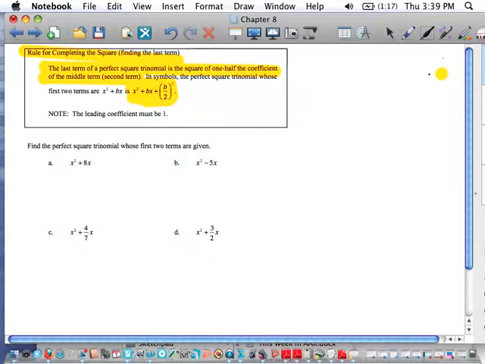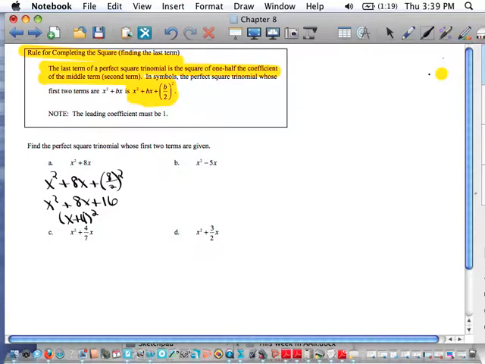In the following example, that means I have x squared plus 8x plus 8 divided by 2 squared. So x squared plus 8x plus 16. That's my perfect square trinomial. I want to write that as a binomial squared, so that becomes x plus 4 squared.